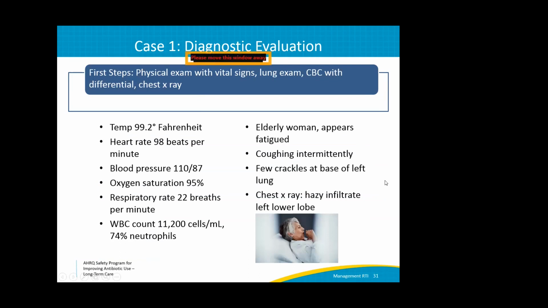Because she looks unwell and she does have this abnormal lung exam, you decide to go ahead and get a chest x-ray, which does show there's a hazy infiltrate at the left lung base. And she also has an elevated white blood cell count of about 11,000 with 74% neutrophils.